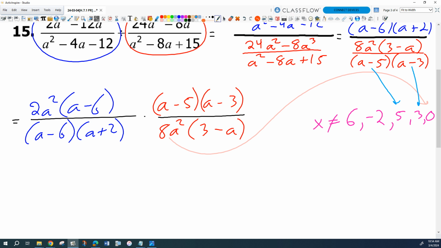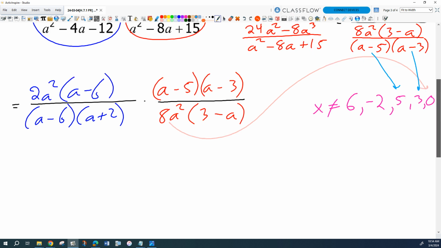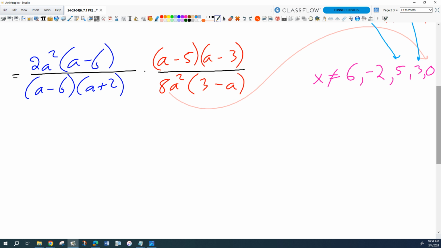Everybody get that? Okay. All right, so now this just becomes a regular old multiplication problem, and all I do is just extend the division bar, and now I've got more factors in the top and more factors in the bottom, but I just do what I always do. I've already got all my exclusions, so now I get to cancel stuff. So what cancels? A minus 6 cancels. What else?